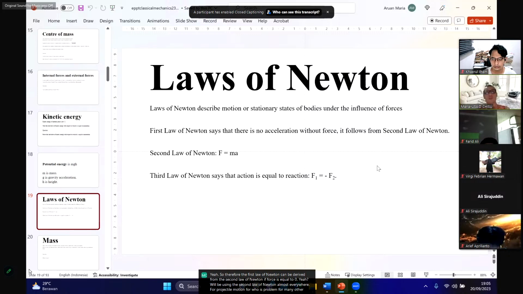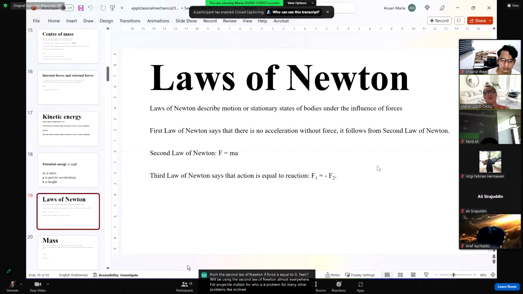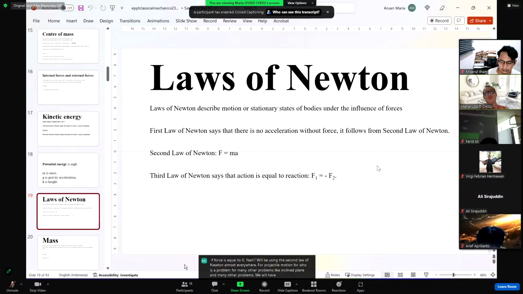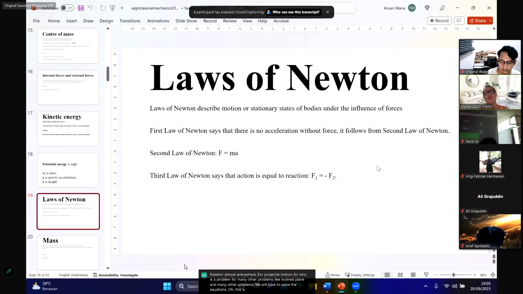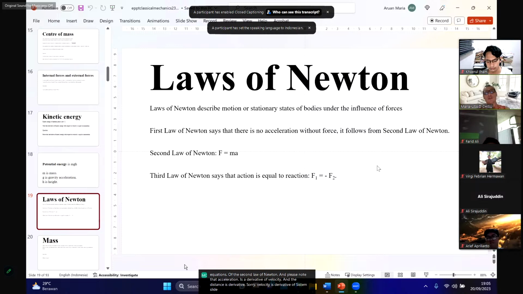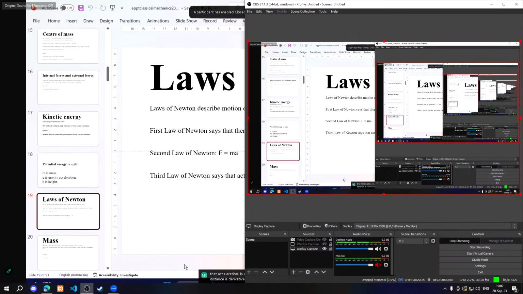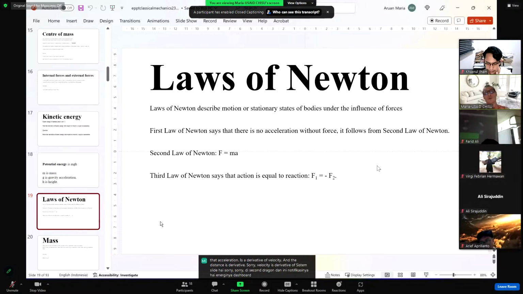We'll be using the second law of Newton almost everywhere: for projectile motion, for pulleys problems, for inclined plane and many other problems. We will have to solve the equations of the second law of Newton. And please note that acceleration is the derivative of velocity, and velocity is the derivative of distance, so acceleration is the second derivative of distance. And we need not only acceleration, we need velocity, and we need the distance. That's what we will be looking for.